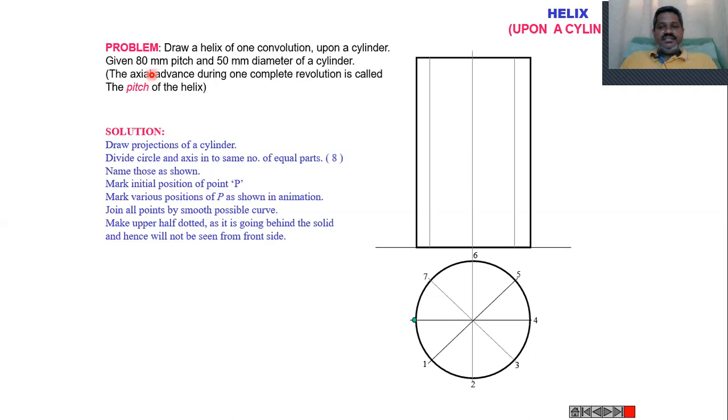Then divide the length of the cylinder also into an equal number of divisions, as we have done in the case of the cylinder. Then name all those points as 1 to 8. Then project and draw the horizontal lines from the divided points on the front view and the projected points from the top view. The lines from the front view and the top view will intersect, and locate all those points.